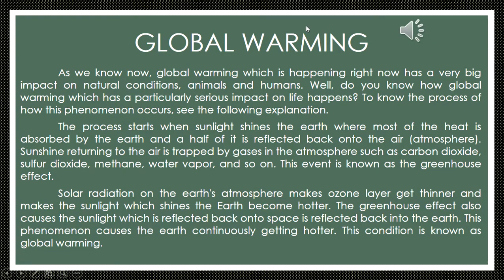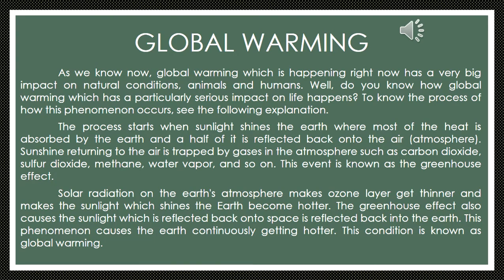Example of explanation text. Global warming. As we now know, global warming, which is happening right now, has a very big impact on natural conditions, animals, and humans. Well, do you know how global warming, which has a particularly serious impact on life, happens? To know the process of how this phenomenon occurs, see the following explanation.